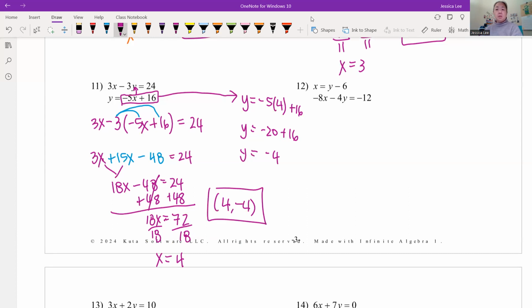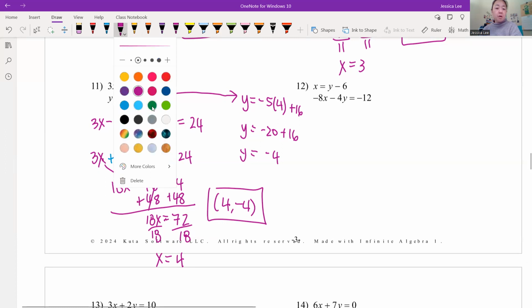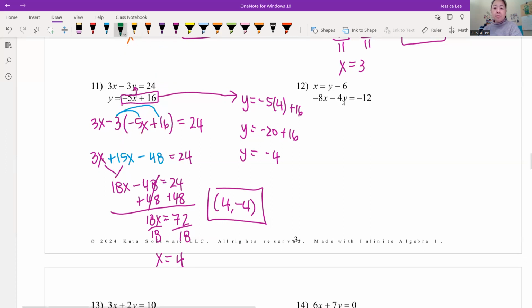Well, bam. All right, same thing here. It's not slope-intercept form, but it's definitely solved for a variable. So it's solved for x. So we're going to do the exact same thing here. Let me make this a different color so it doesn't get confusing with the one on the left. So instead of this x, we're going to put in y minus 6. We're going to plug it into this x. Okay, so we get negative 8 times y minus 6, minus 4y equals negative 12.